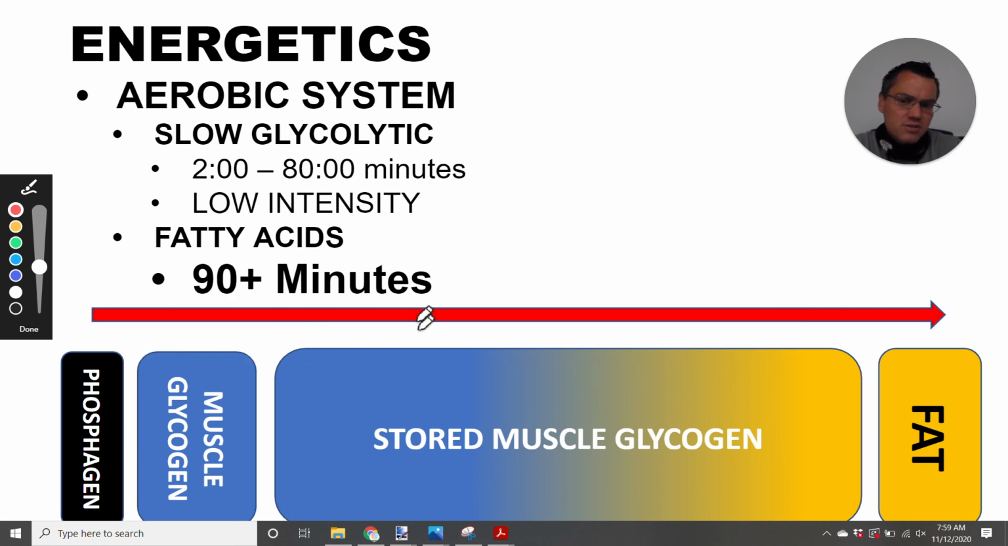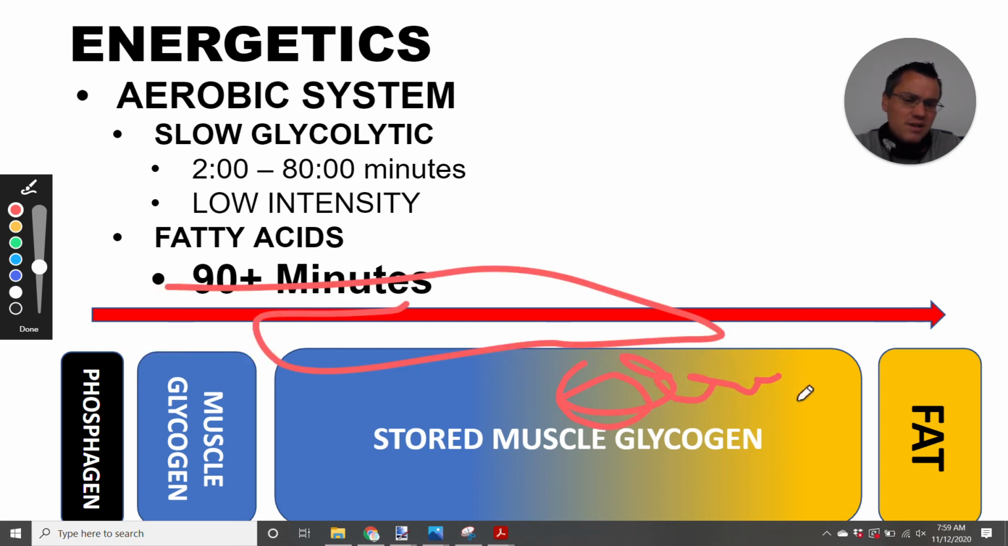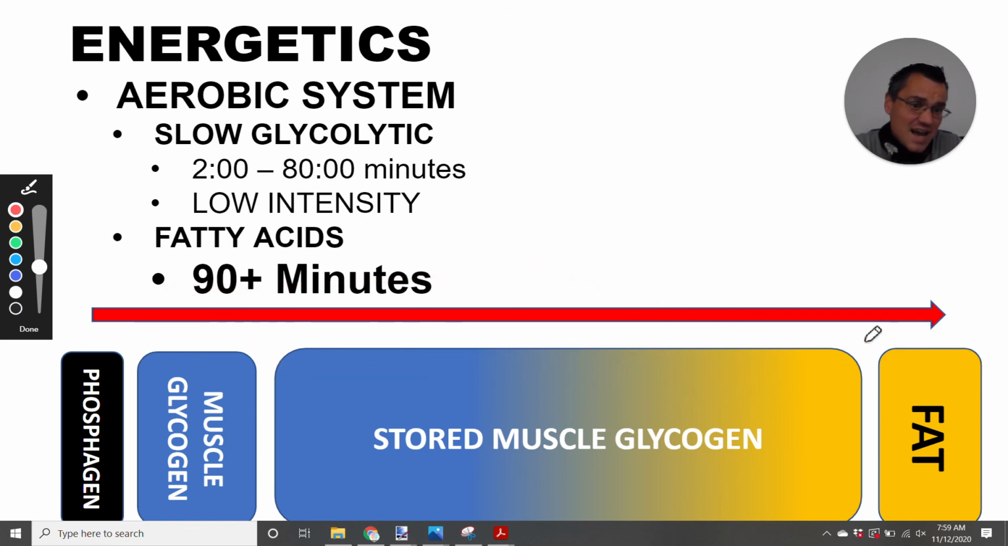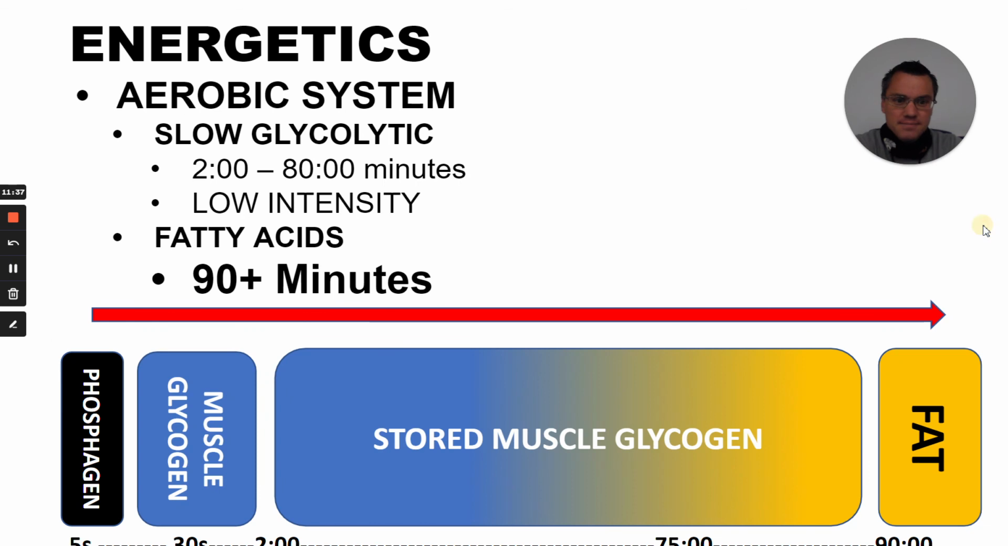You're burning muscle glycogen, and you're just starting to burn a little bit of fat when you're at maybe an hour. And it's not until like 90 minutes, which is right here in our timeline, that we start to burn fat. And at that point, if you're burning fat, you feel lethargic, you feel like you can't move very fast, you feel dizzy, maybe like you're going to pass out. That's what having fat as a fuel source feels like. Okay, so moving on.